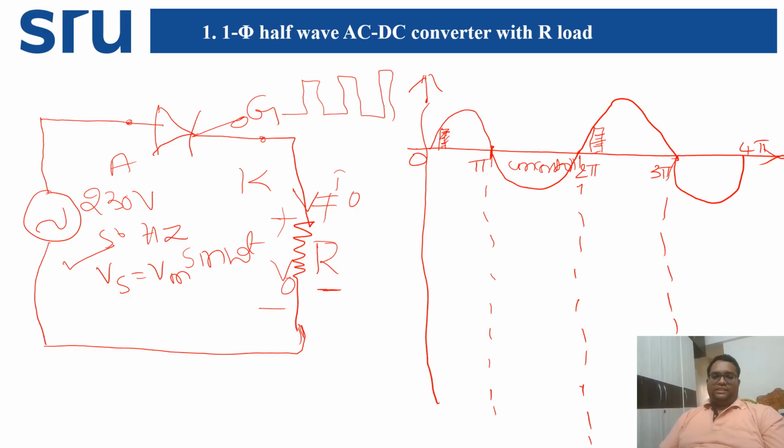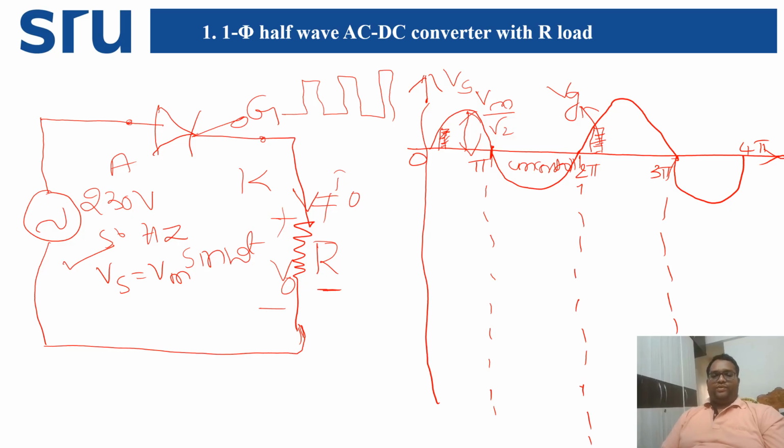Now the first one is Vs, the source voltage. Vs is equal to Vm by root 2. And coming to this, this is Vs. And what is this? This is Vg, the switching gate pulses.